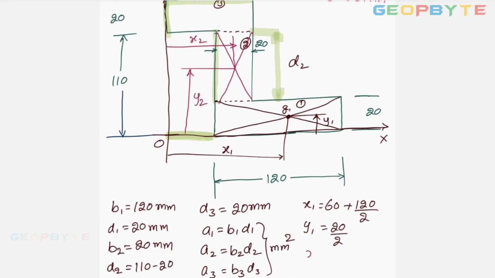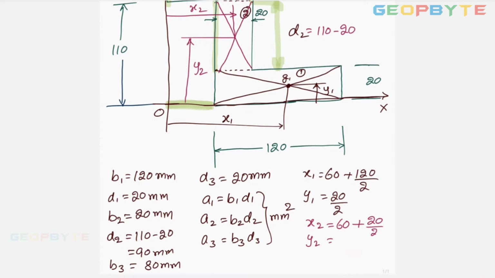x2 equals 60 plus 20 by 2. y2 equals 20 plus this D2, which is 90. D2 equals 110 minus 20. Here the space is 20. Now y2 equals 20 plus 90 by 2.